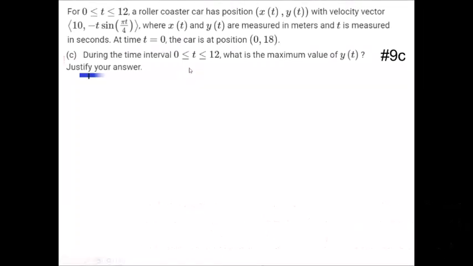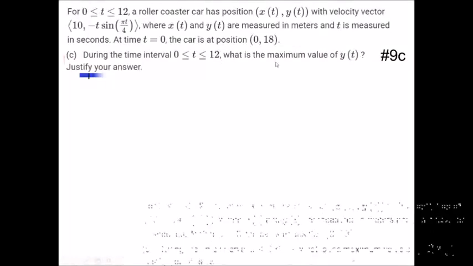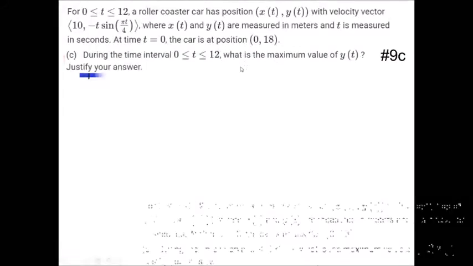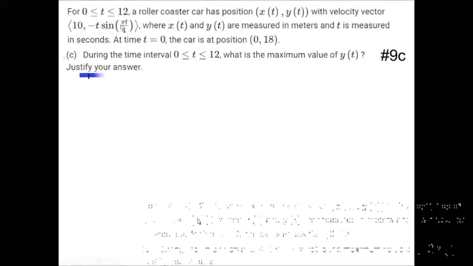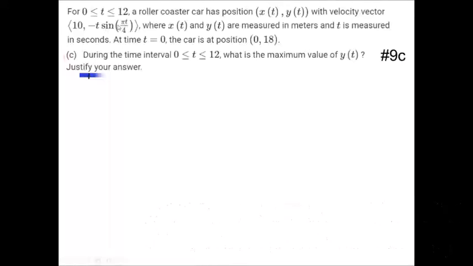So we're going to have to test out the endpoints, 0 and 12. We're also going to have to find some critical values, which isn't going to be so bad. It's going to be kind of annoying, but the part that's really going to give us problems is calculating y of anything. Because in order to do y of anything, we're going to have to use the fundamental theorem and integrate this velocity y component, and that's going to involve some advanced integration. But we'll get there when we get there.